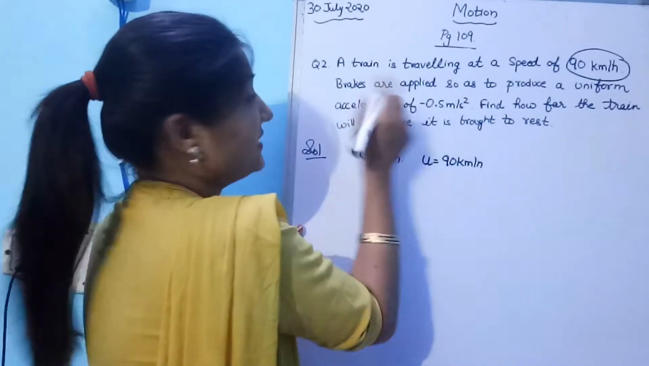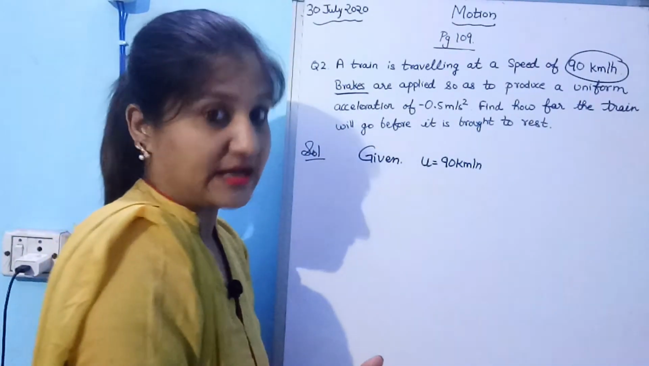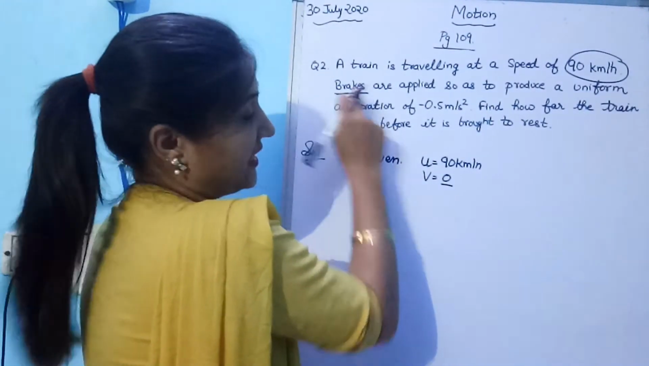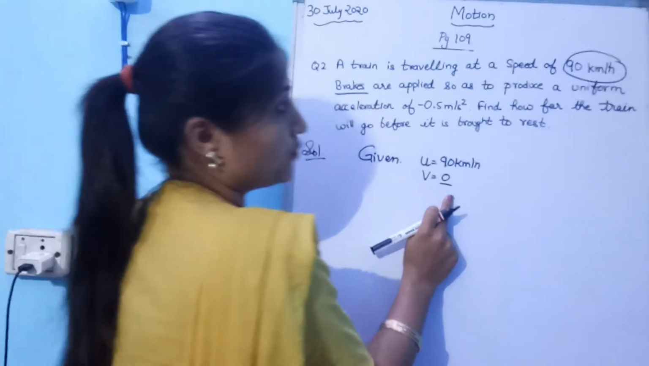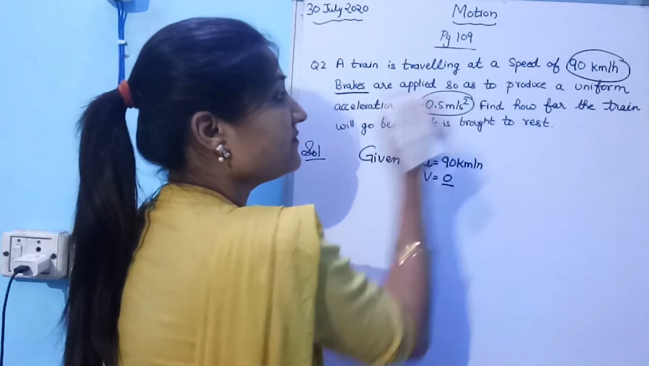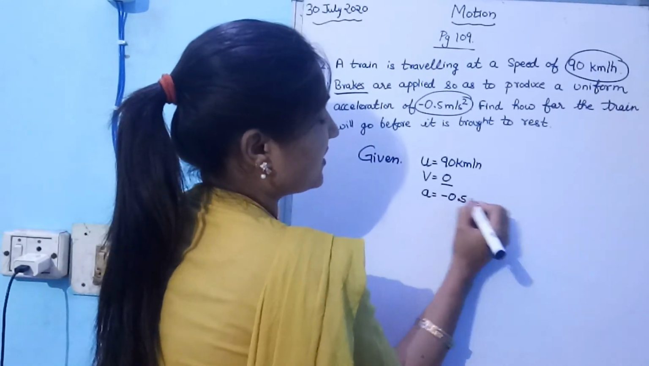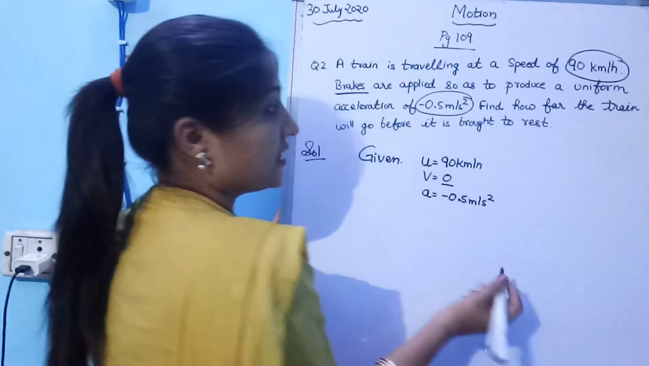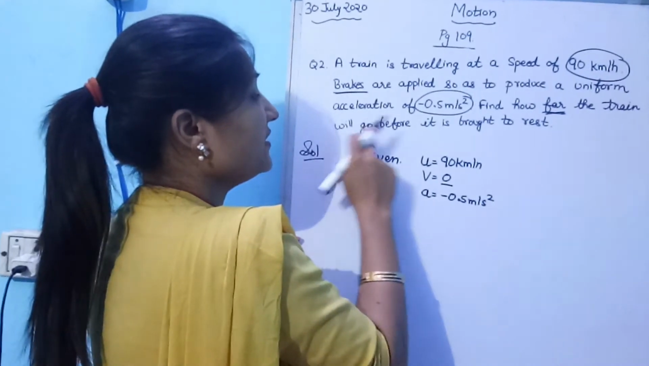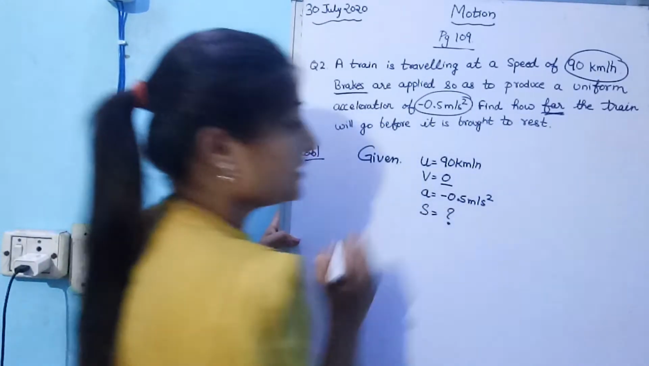Brakes are applied. That means when the brake is applied, it comes to rest. That means its final velocity is 0. Whenever a brake is applied, the final velocity becomes 0. Now, so as to produce a uniform acceleration of minus 0.5 meter per second square, that means acceleration is minus 0.5 meter per second square. We have to find out how far the train will go before it is brought to rest. That means we have to find the distance.